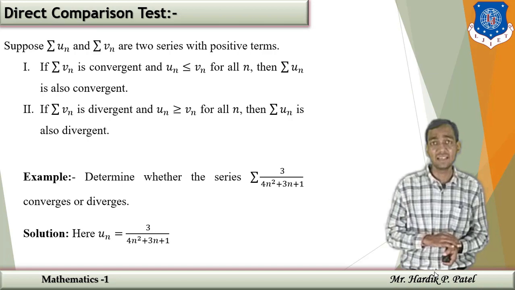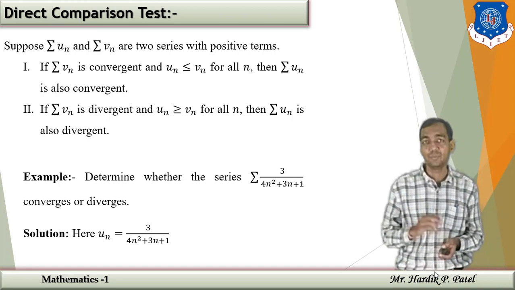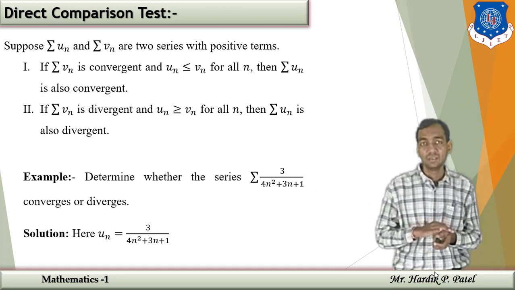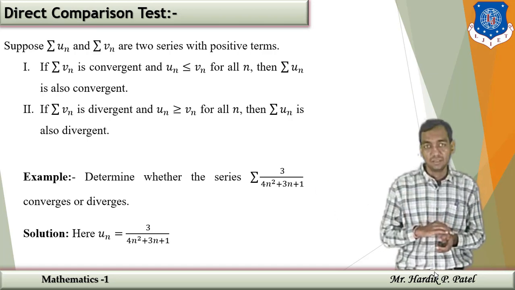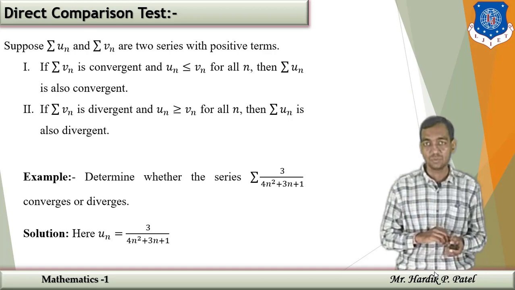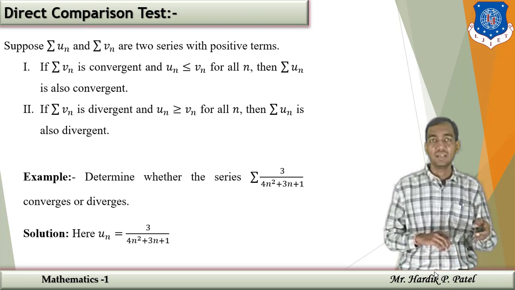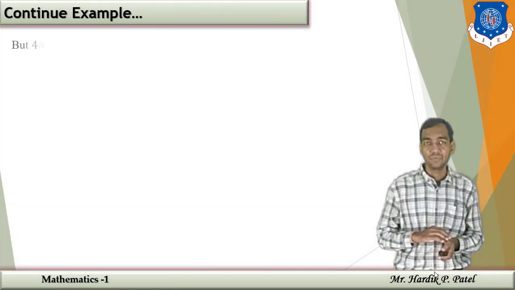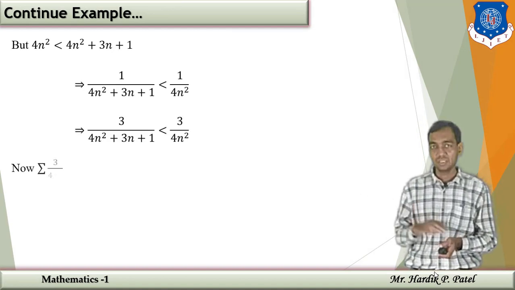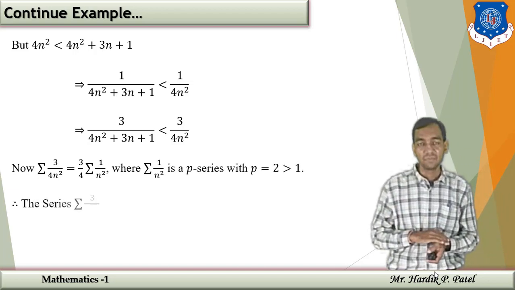Now we are starting with an example. Determine whether the series sigma 3 upon 4n square plus 3n plus 1 is convergent or divergent. So here un is equal to 3 upon 4n square plus 3n plus 1. We are starting with a standard inequality: 4n square is less than 4n square plus 3n plus 1, correct, because 3n plus 1 has been added on the right hand side.